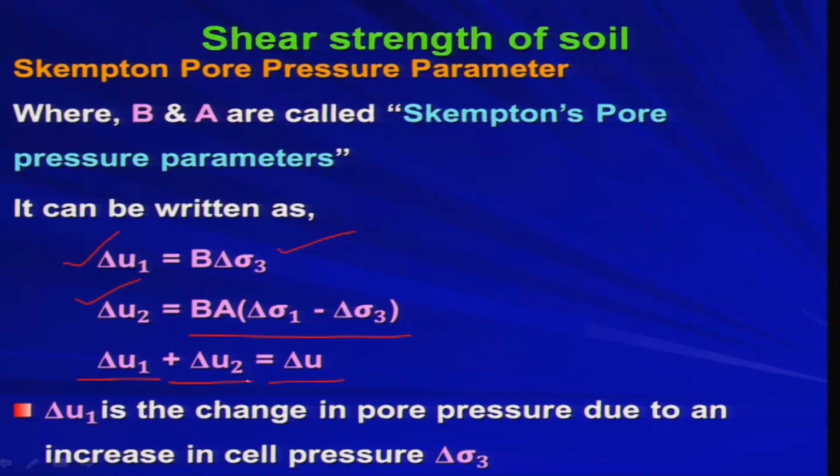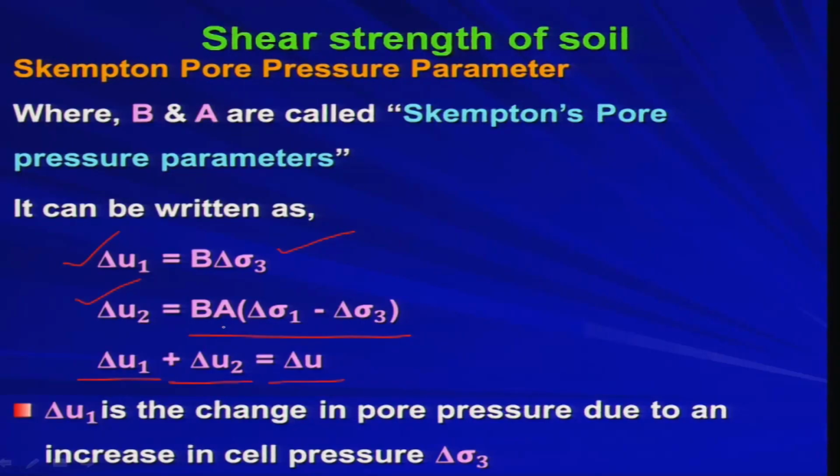Now, if you recall, when we talked about the triaxial test, at that time we introduced the A parameter as well as the B parameter, and the multiplication of B and A, in different conditions or different situations. So what is delta u1? Delta u1 is the change in pore water pressure due to an increase in cell pressure delta sigma 3, okay. As you increase delta sigma 3, you get delta u1, the change in pore water pressure.